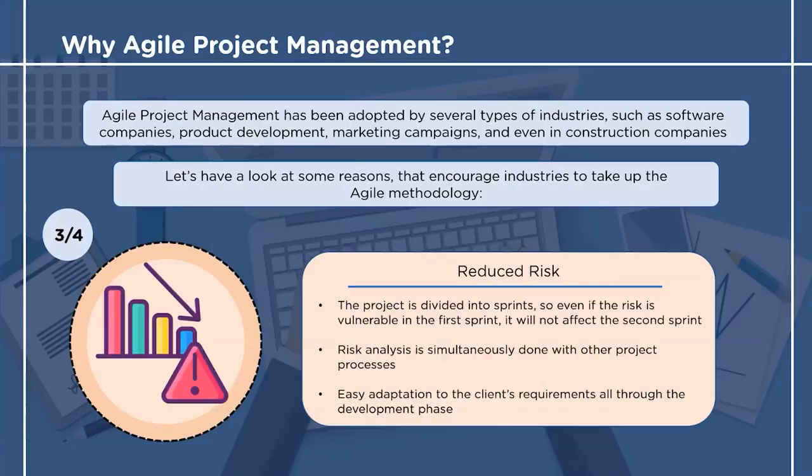Third reason is reduced risk. Since the project is divided into sprints, if the risk affects one sprint, it doesn't mean the whole project will be at risk. The process of risk analysis continues to take place with all the other processes.